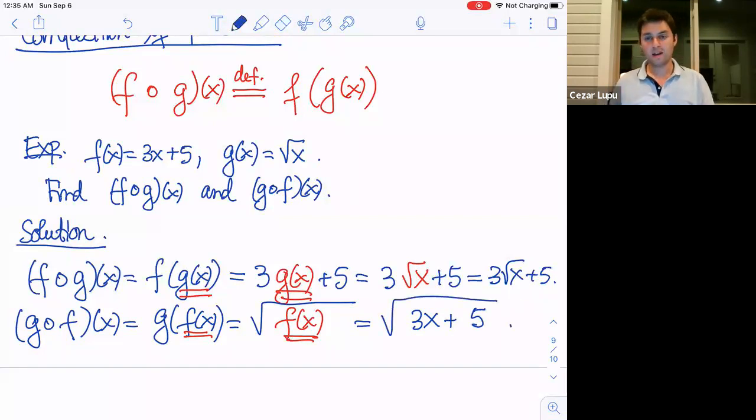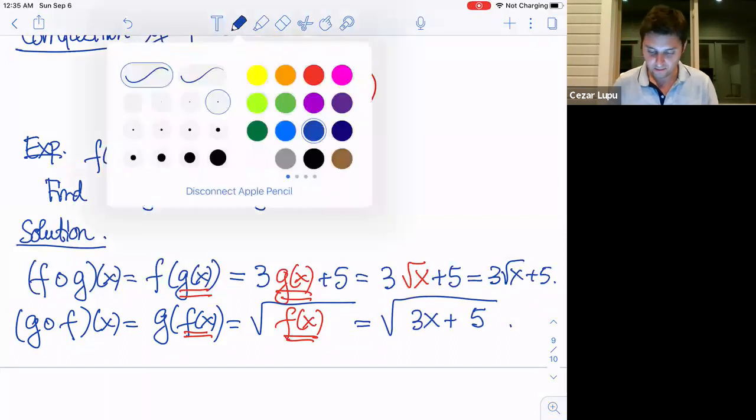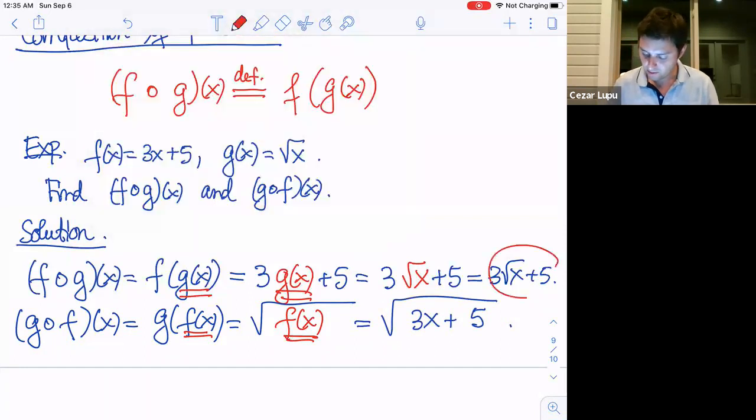As you can see, f composed with g is not the same as g composed with f. There are two different things here. I want you to look very closely at them. This is not the same thing, right? Okay, so this is how the composition of functions will operate.